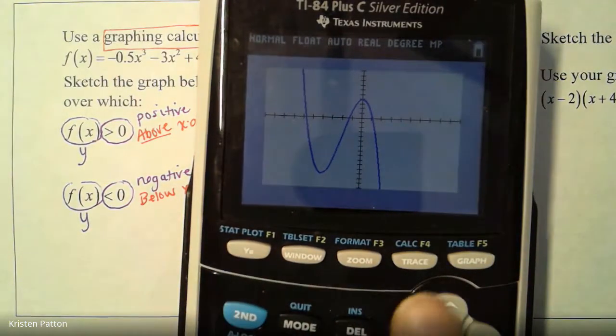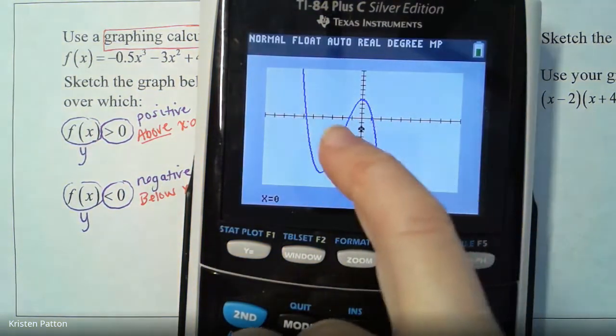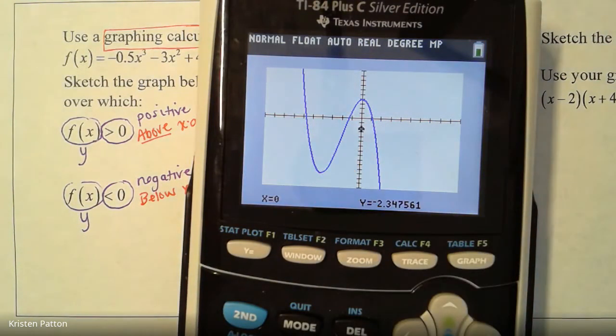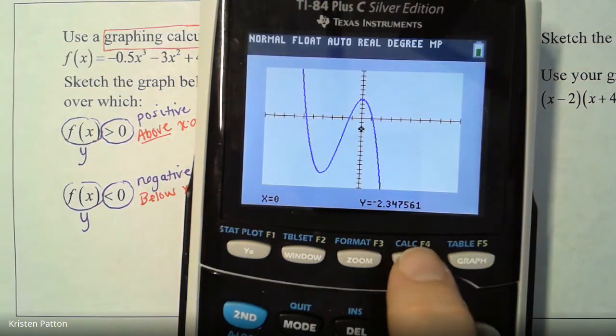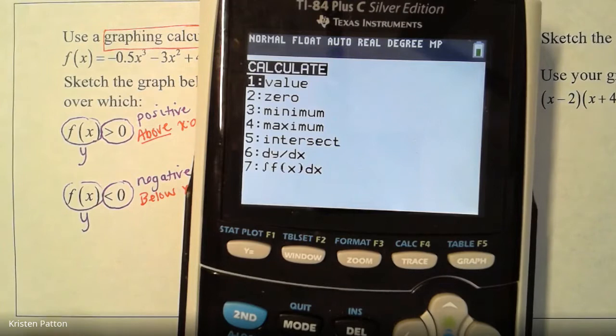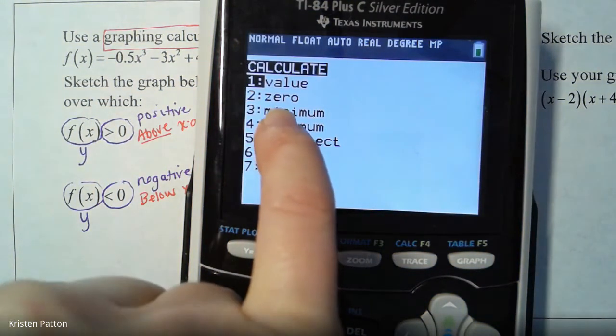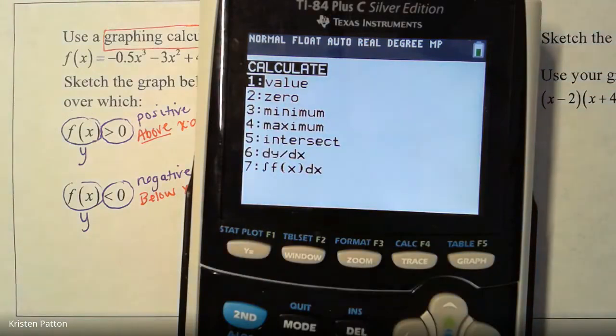Okay, there we go. So I want to go find those 3 zeros or x-intercepts. Last week we were finding maxes and mins. Yesterday we talked about how to find maxes and mins. Same process. On this calculator, I'm going to go to that calculate menu. So I'm going to hit second trace. That's what we did yesterday. But yesterday we were going to numbers 3 and 4 for maxes and mins. Now I need the 0. So let's go to number 2.